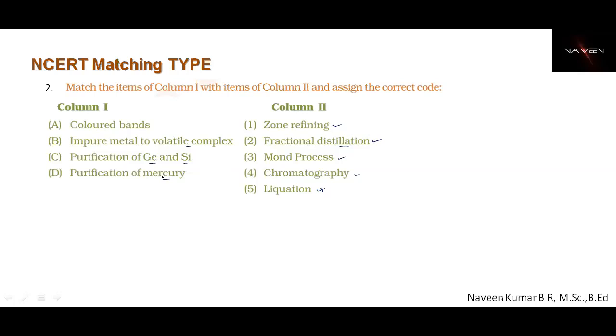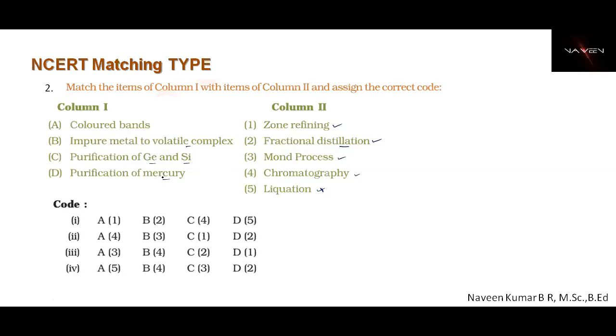Now we'll try to identify from the given codes which is correct. So colored bands is chromatography. A is matched with 4, so that is given in option 2. We'll cross check the others. Impure metal to volatile complex is the Mond process. B is 3. So again it is in the second code. So we can observe the right one.